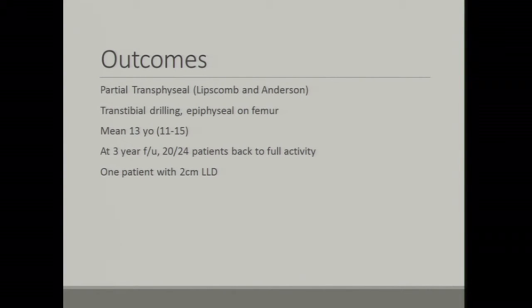Partial transphyseal, so across the tibial physis while sparing the femoral physis, has shown good outcomes as well. A little younger age group, 13-year-olds on average, at 3 years they showed 80% back to full activity. They did show one patient with a 2 centimeter leg length discrepancy, and presumably this was due to technical error, where they were actually in the femoral physis unintentionally.